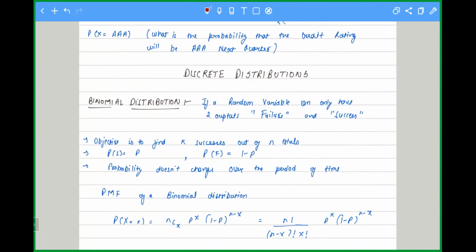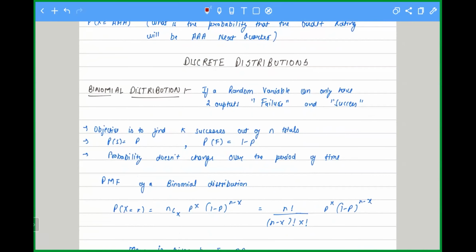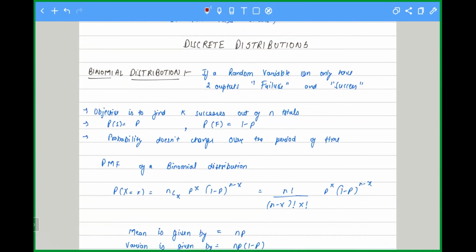Now we have discrete distributions. One of the discrete distributions is, and discrete distribution means finite sample space. Positive, let's say success, failure, winning, losing, number of customers that are going to churn, number of orders. This is known as discrete distribution. And what is discrete distribution?